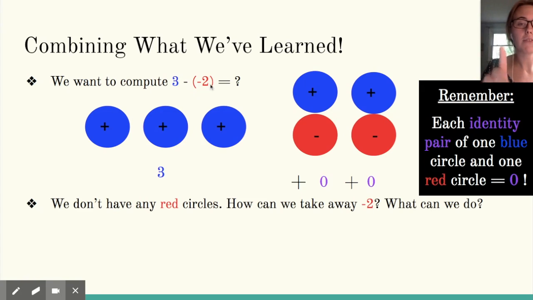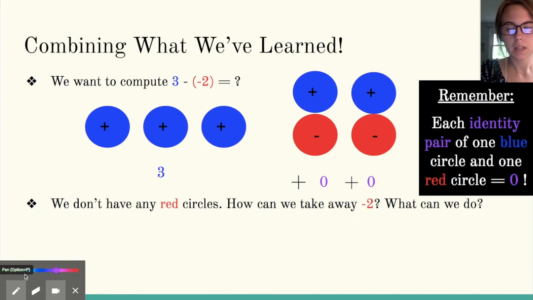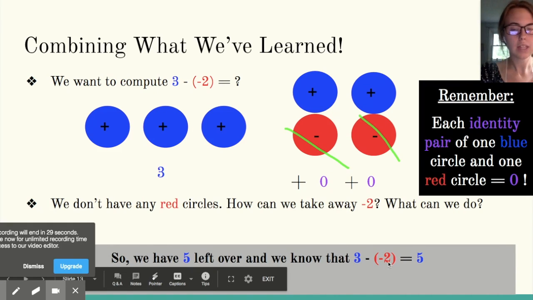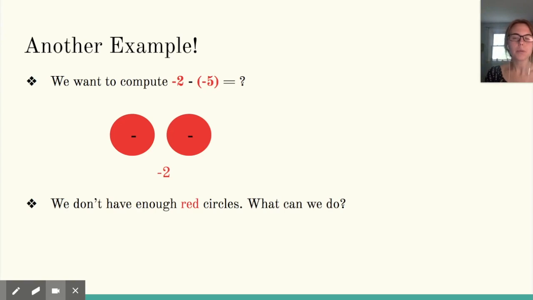But now we can remove those -2 just like we wanted to. These examples want us to take away the -2, so we're going to cross it out and see what we're left with. We have 5 blue circles and 0 red circles. So if you take away -2 from 3, you're going to get a +5.